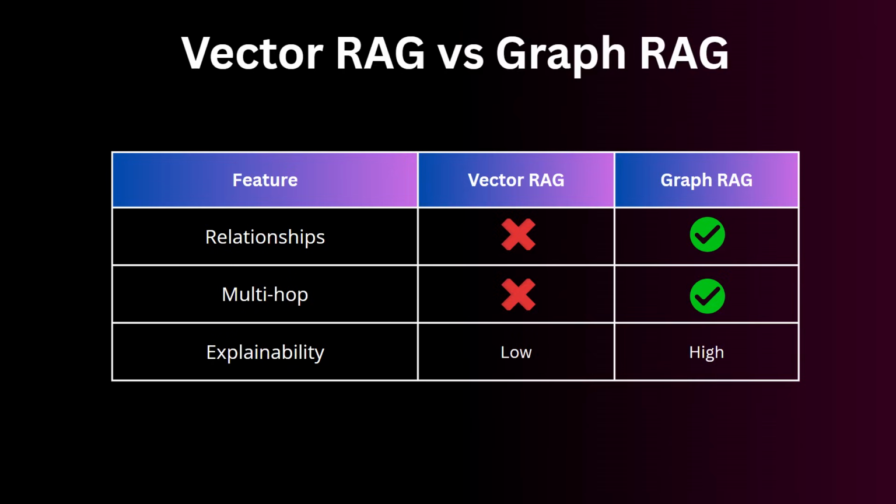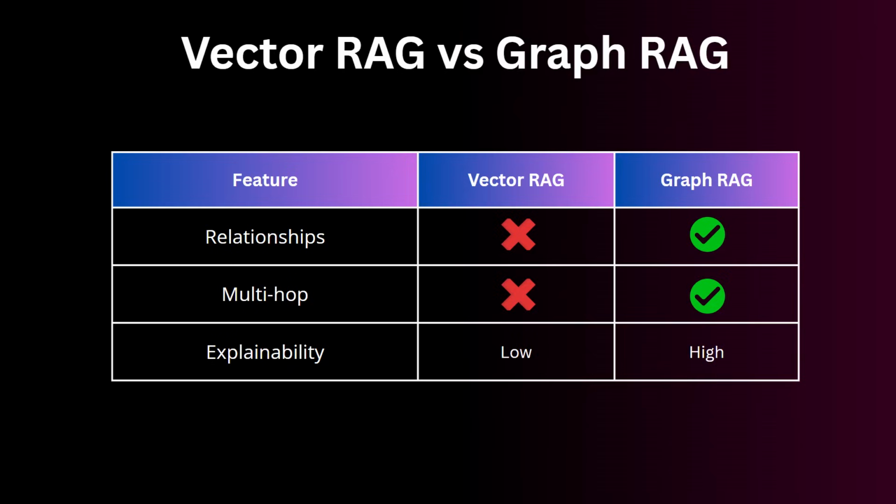Vector RAG is great at retrieving text based on semantic similarity, but it has clear limitations. It does not understand relationships, struggles with multi-hop reasoning, and offers low explainability. GraphRAG, on the other hand, addresses all of these issues. It explicitly models entities and their connections, allowing it to traverse paths across documents and policies. That means it can answer complex questions that require linking multiple pieces of information, and you can trace the reasoning process. Think of it this way: Vector RAG finds the right document, while Graph RAG finds the right connections and documents.